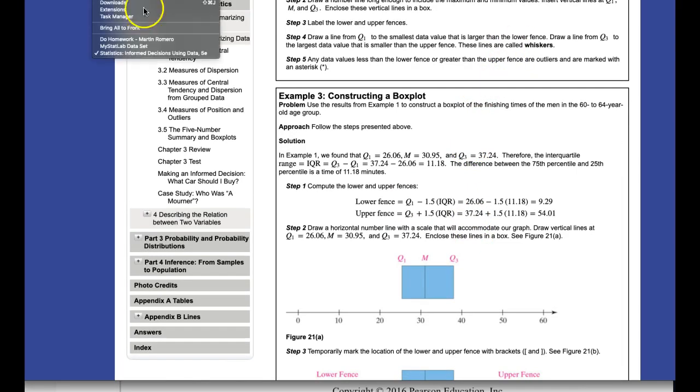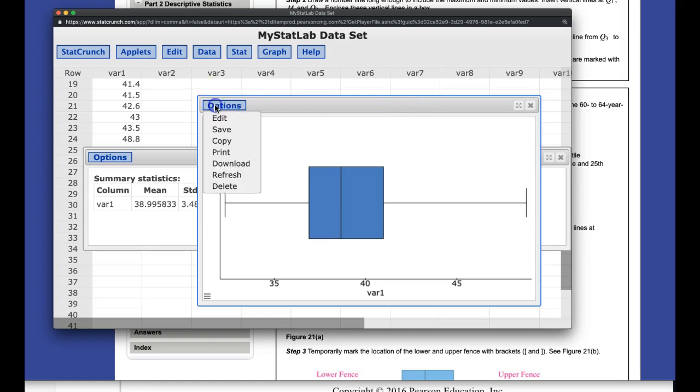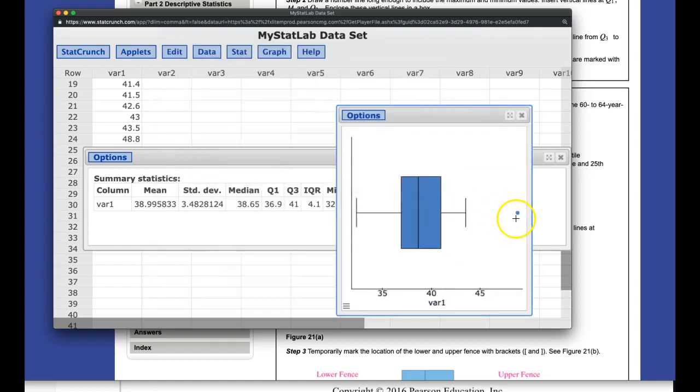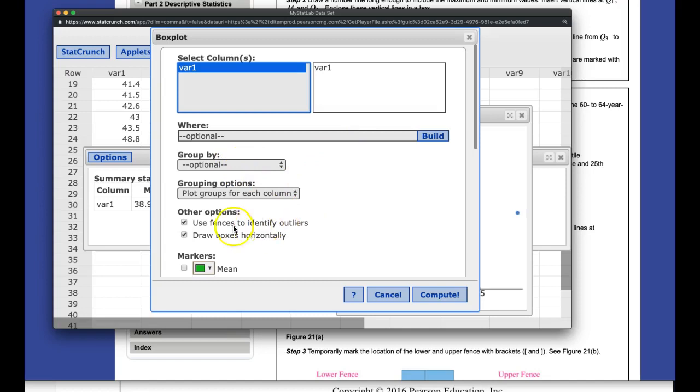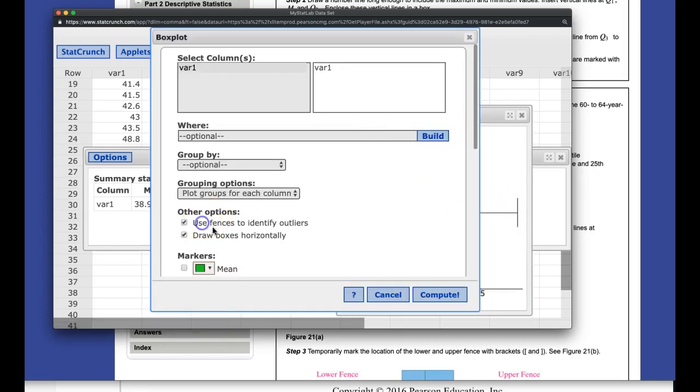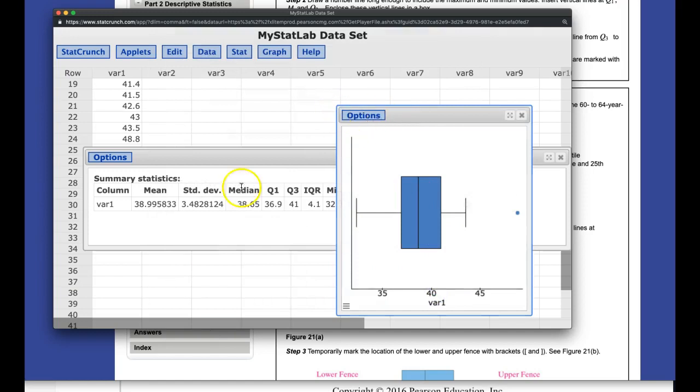But additionally, if we wanted to do this, you could also say use fences to identify outliers. Click, and you can see now that this value here, which is the maximum value for this data set, is an outlier. It's outside of this box plot. It's an adjusted box plot that shows you where the outliers are. You don't always have outliers. This one does. But again, that was from clicking here. I don't put that until I'm looking for outliers. You can see there's the data set, but now we know that that maximum value is an outlier. That's it.